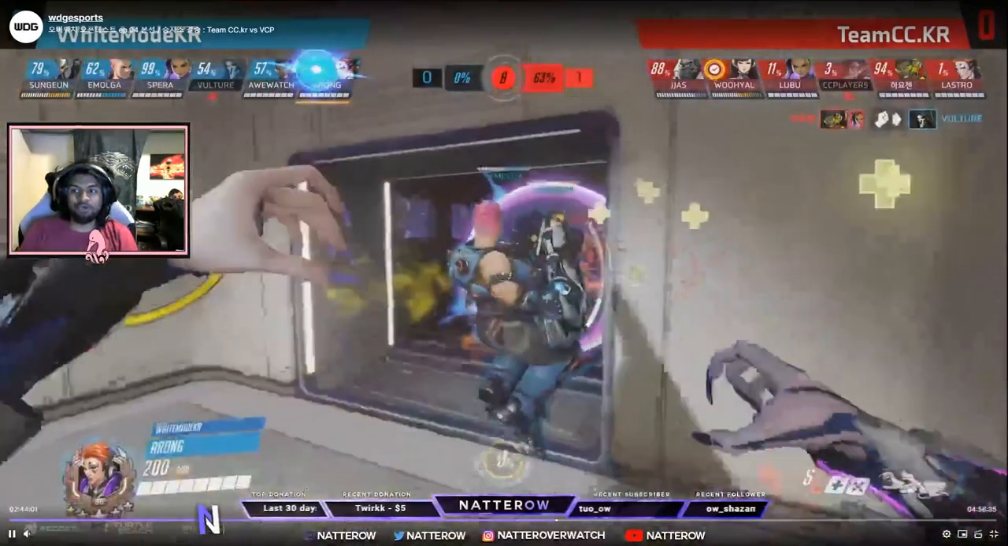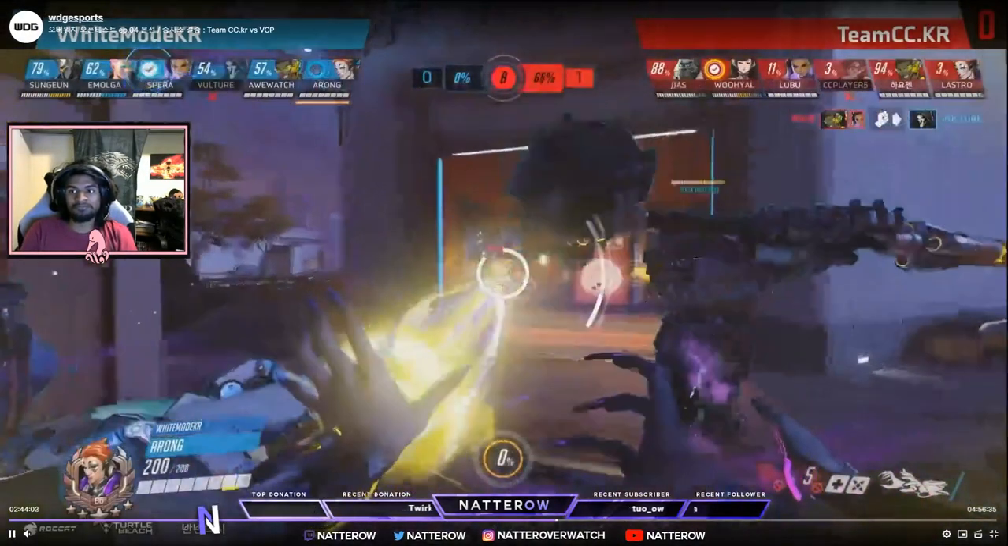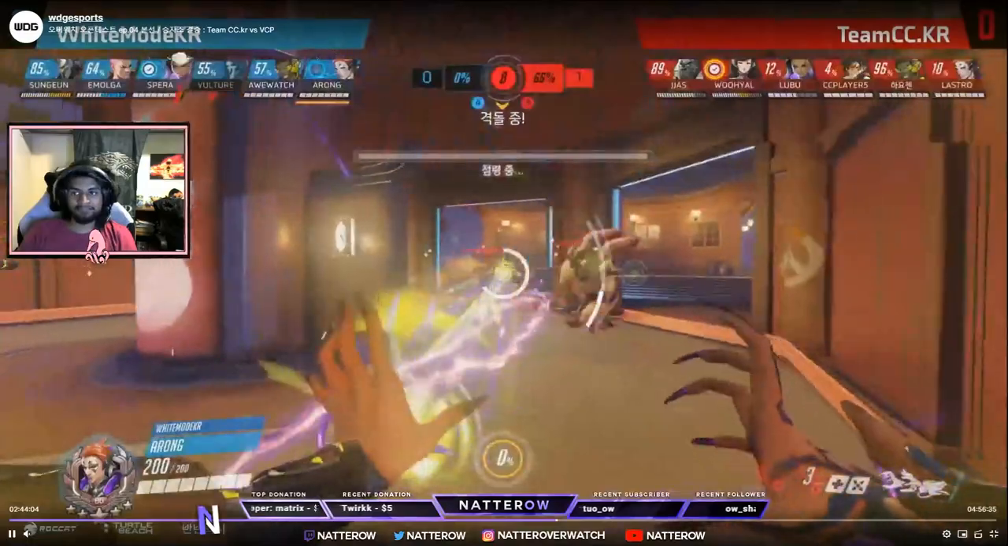And you'll probably see them use Cole here, right? So this is now White Mode pushing with Cole. And now if you notice here, again, Team CC, because they have mobility, I'll talk about this later, will easily be able to kite this.